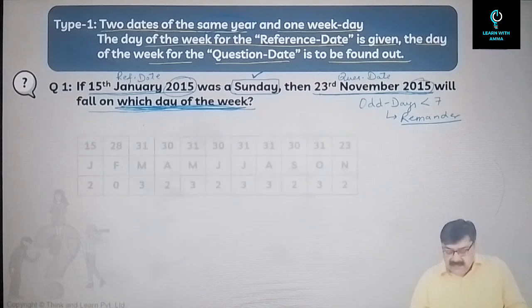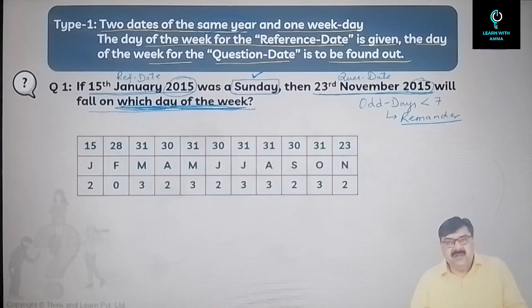Now let's have a look at these months which lie in this duration. We're starting with January, then Feb, March, April, May, June, July, August, September, October till November. November which date? 23rd. January from which date? 15th. Now how many days are there in the month of January?